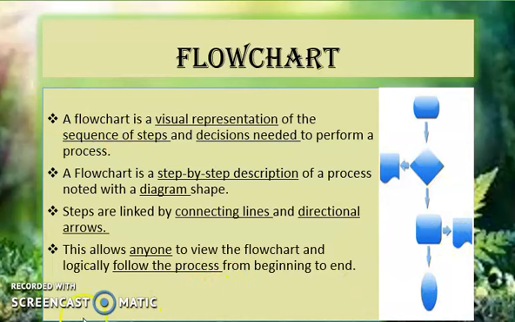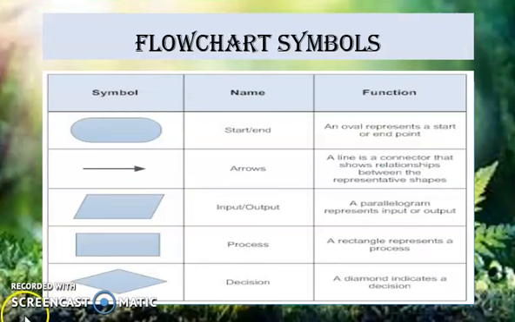Let's see the next slide. What do all these diagrams represent? The symbols used in flowcharts carry different meanings. Look at the tabular column here. If the diagram is in an oval shape, it represents a start or end point. Next is the arrow. The arrow connects the shapes and shows the direction.